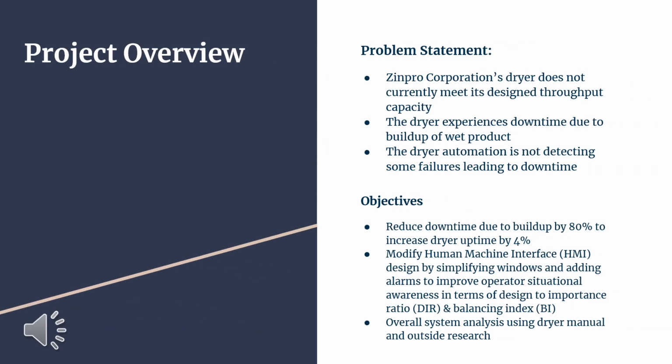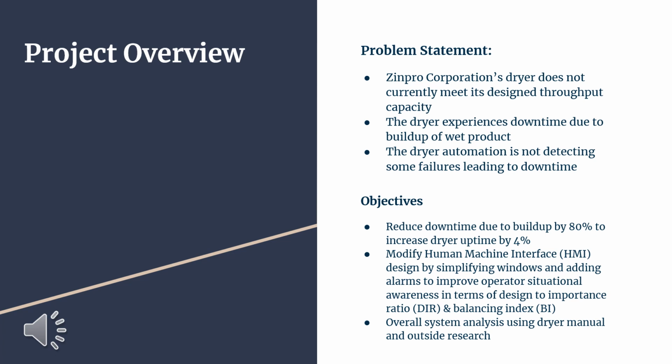There are three main issues with Zimpro's dryer: lack of throughput, lack of automation, as well as a high amount of downtime. The dryer doesn't meet the design capacity for throughput, as well as having a lot of buildup of wet product within the system, which leads to machine downtime. In addition, the automation of the system is not detecting some failures, and that leads to even more downtime.